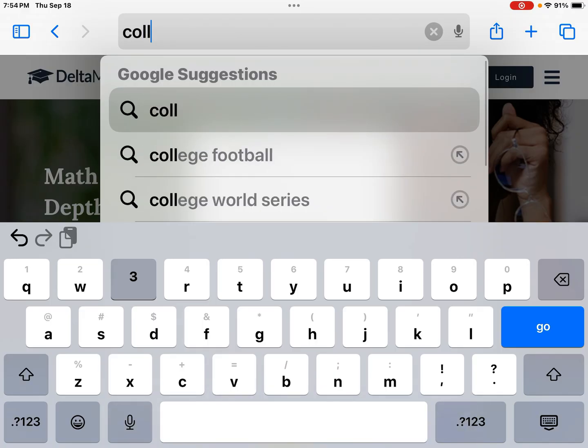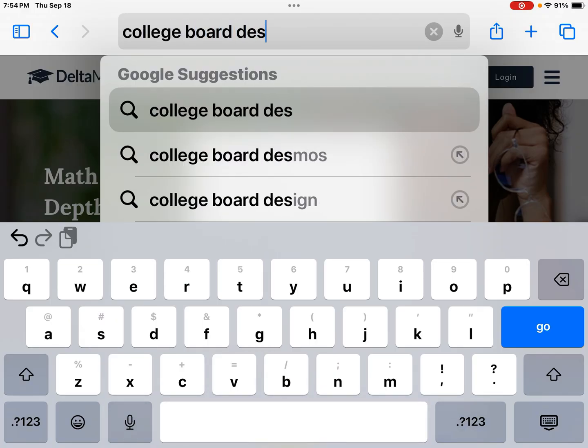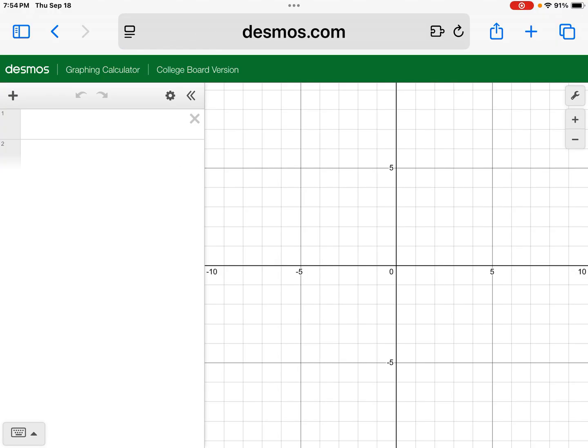Remember, you want to search the College Board Desmos. If you have Mr. Bear, you will be able to just click the link posted on Google Classroom. I am not sure if Miss Majors has done that for her kids, and if she hasn't, maybe you can convince her to do so now.